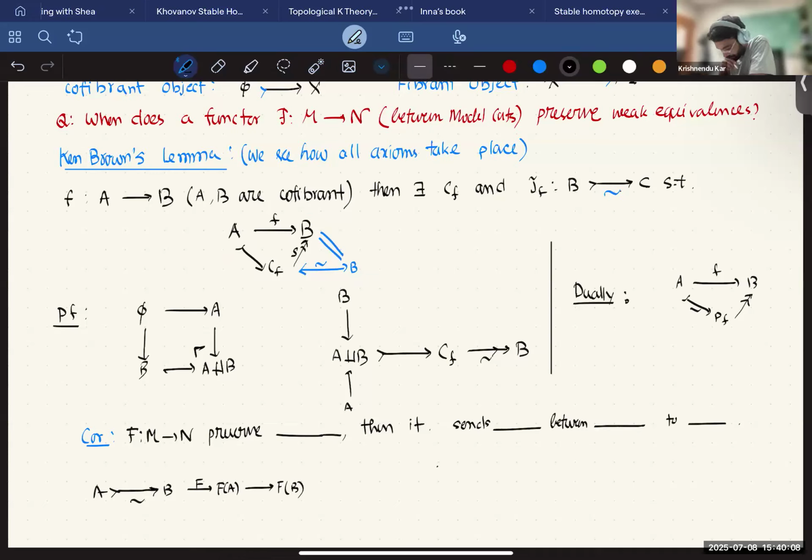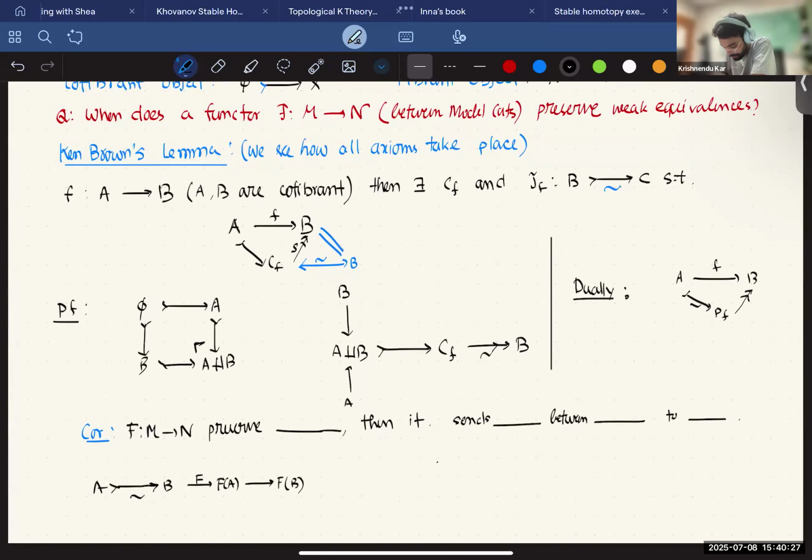Now, for that, we know that A and B are both cofibrant. That means that we get to use these cofibrations. A pushout of a cofibration is a cofibration. That means that on the pushout side, they will induce a cofibration, right? Cool.